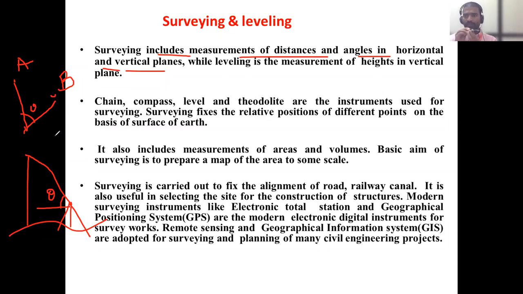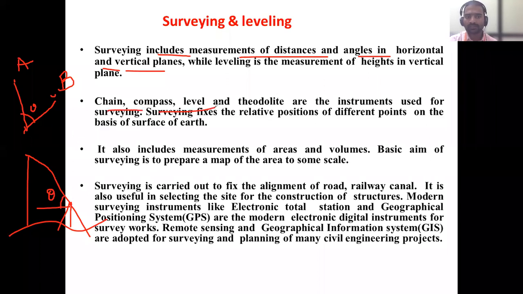So इधर एक object है, इधर एक object है. I want to get the angle between these two. That is horizontal angle. If there is one object, okay, I want to measure the top of the object, that is in vertical plane, vertical angle. That will come under the surveying.